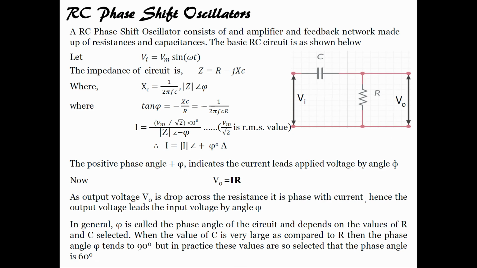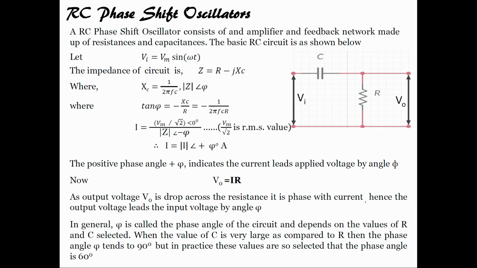If I solve this, I will have I equals this particular equation, magnitude of I at angle plus phi degree, in amperes. The positive phase angle indicates the current leads the applied voltage. You can see there is a positive phase angle, and it says that the current leads the applied voltage by angle phi. Now Vo equals IR. As the output voltage Vo is dropped across the resistance and is in phase with the current, the output voltage leads the input voltage by angle phi.